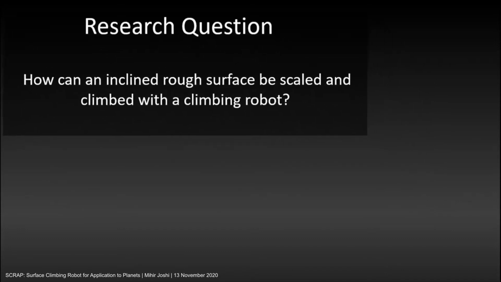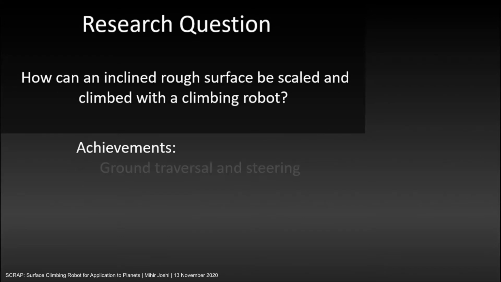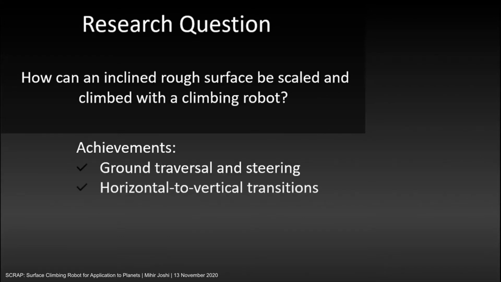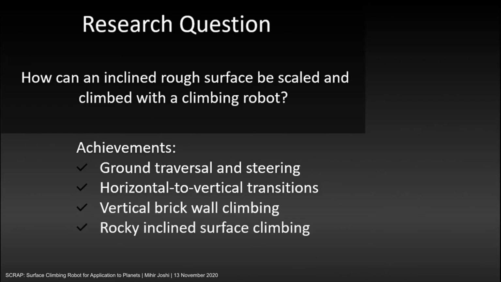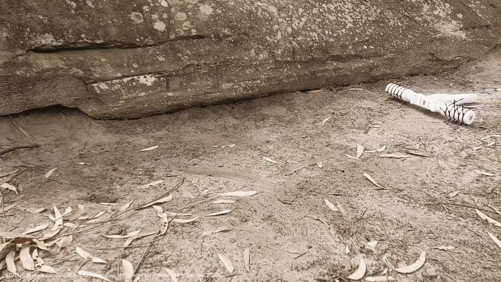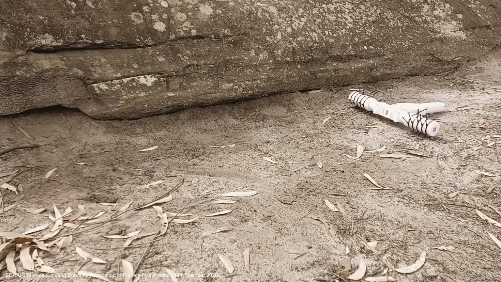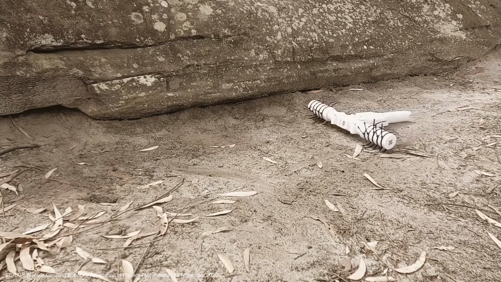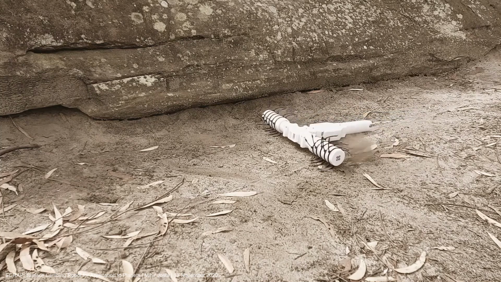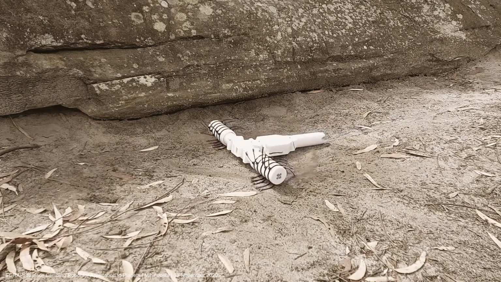In this thesis, a climbing robot was developed to traverse on near horizontal surfaces, make transitions to the vertical, climb vertical brick walls, climb rocky inclined surfaces, and finally climb near vertical rocky surfaces to prove its applicability for planetary exploration. After the literal blood, sweat, and tears that went into undertaking this project, I am glad to announce the robot is still in one piece, and if that's a measure of success in engineering, I will gladly take it.